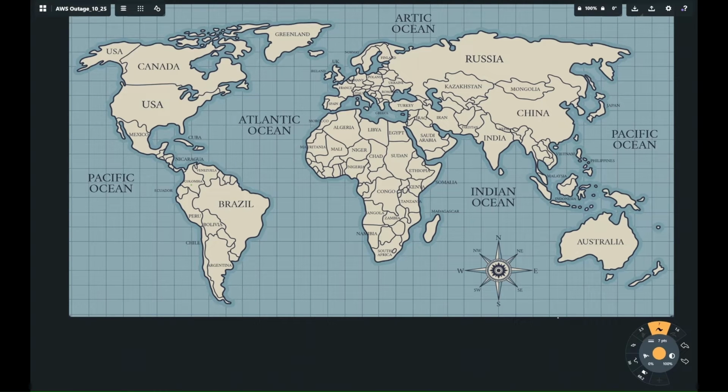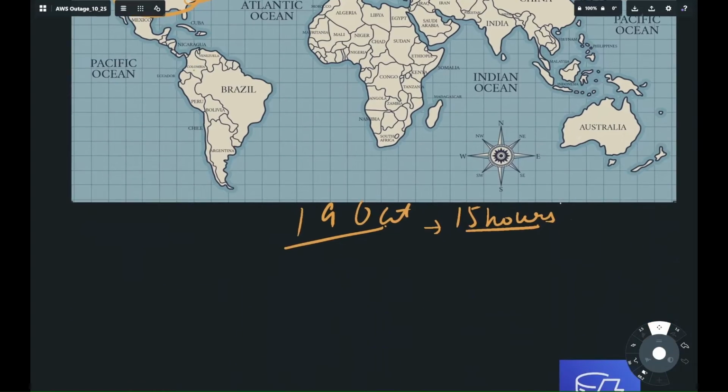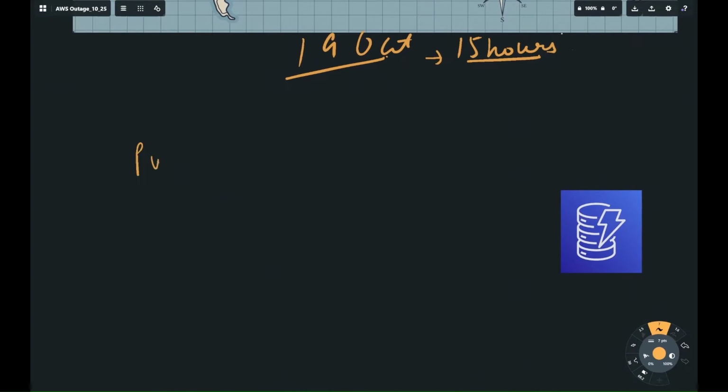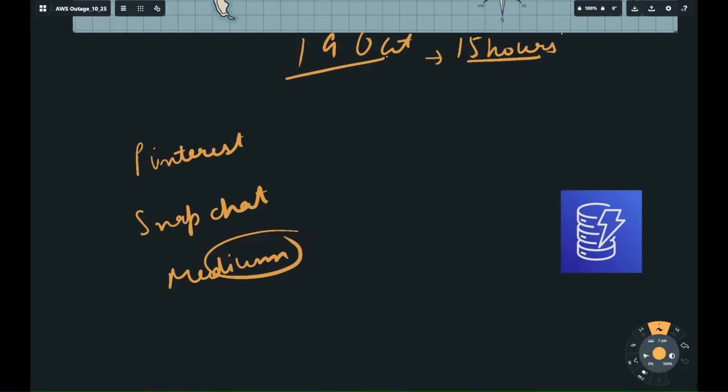Hello everyone, today we are going to talk about a recent outage, an AWS outage which occurred on 19th of October and it lasted for nearly 15 hours. The outage was in their US Eastern region, which primarily serves the US traffic, and multiple services like Pinterest, Snapchat, Medium, and a lot more. A lot of services were impacted.